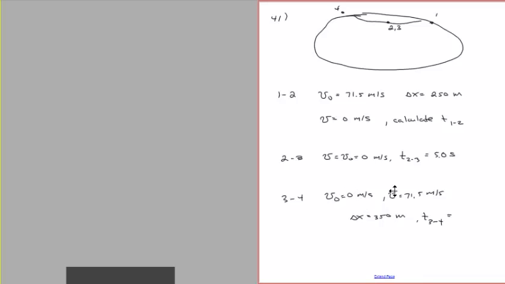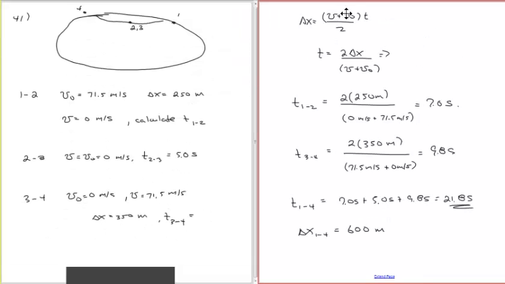Then you go from 0 speed to max speed. It takes 350 meters to do that. You can calculate a time for that, so we did that using this particular equation, solving for t. Then it was 7 seconds to slow down, 9.8 seconds to speed up. And therefore, the total time it would take is 7 plus 5 plus 9.8, which is 21.8 seconds. And the total distance traveled is 250 plus 350, which is 600.